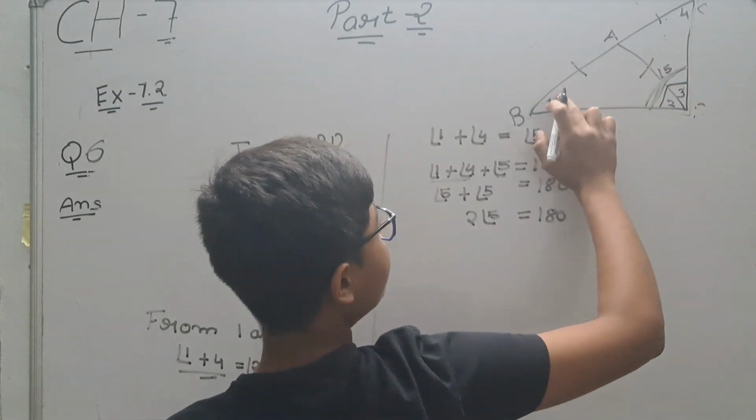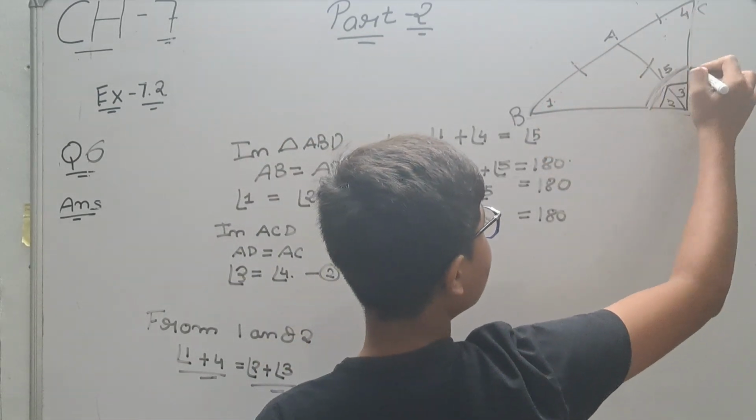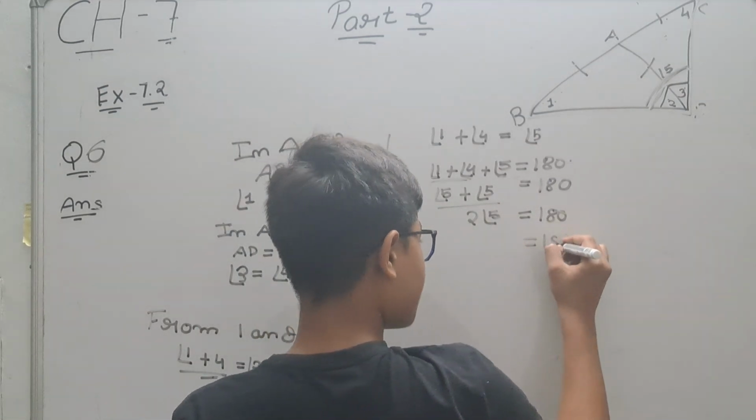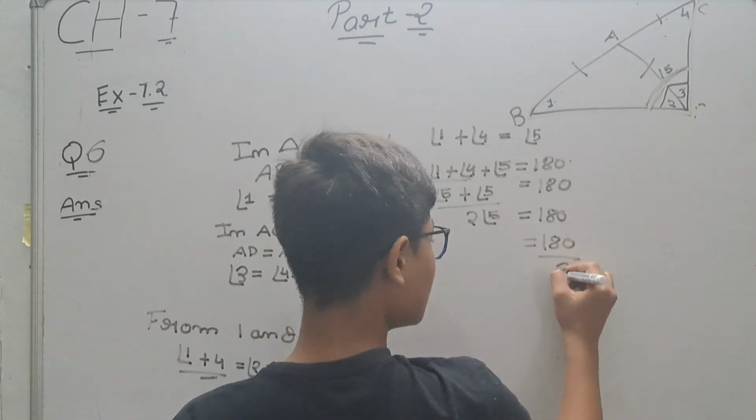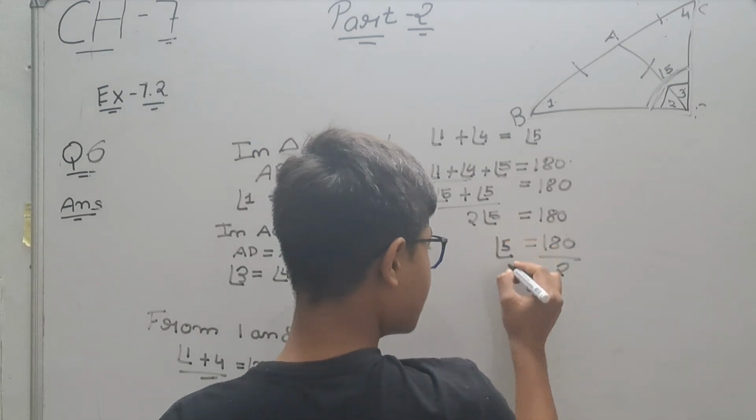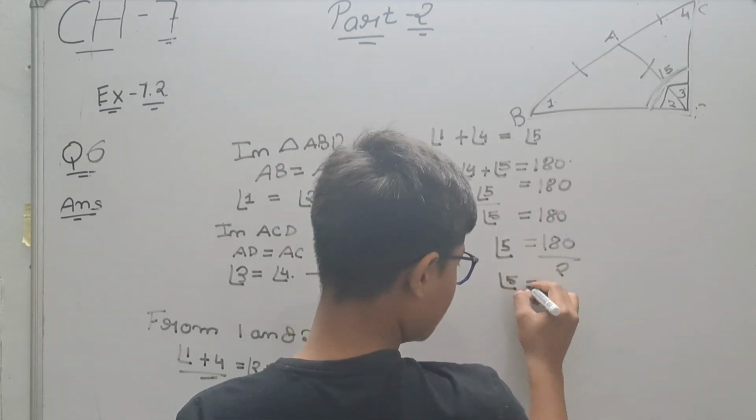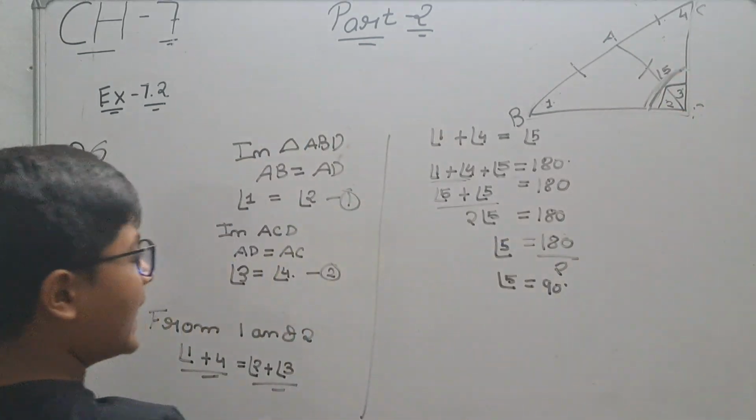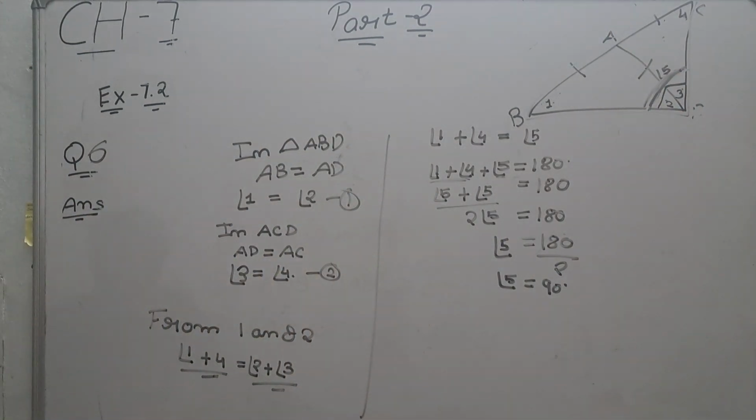We have already gotten 1 and 4. We will get angle 5. So that's why I have written 2 angle 5. So 180 upon 2, angle 5 is equal to 90. We have proved that angle 5 is equal to 90. This is the solution of question number 6.